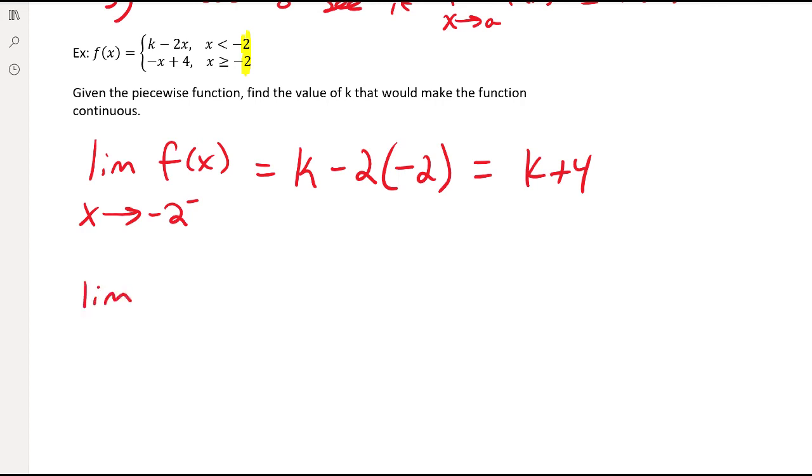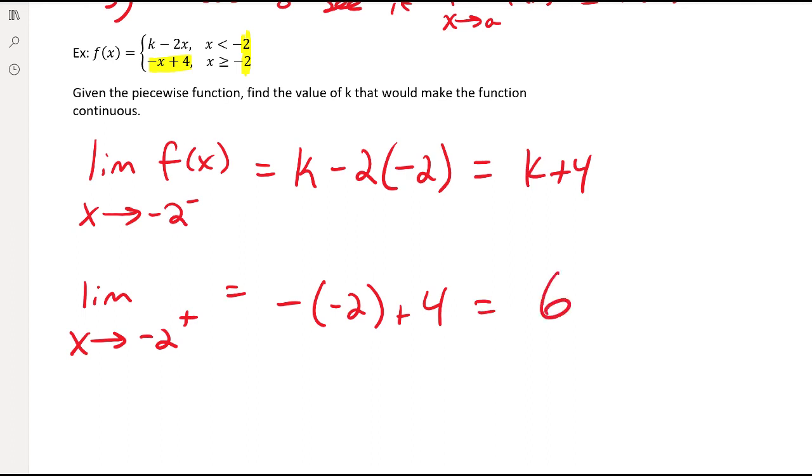Now let's do the same thing, except let's approach negative 2 from the right. Okay? And so we're going to once again plug in negative 2, but this time we're going to plug it into the bottom part of the function because we're approaching from the right. So that would be a negative 2 plus 4. Excuse me. That should be a negative of a negative 2 because we are substituting in a negative 2. So we have a negative of a negative 2 plus 4. So that'll give us a positive 2 plus 4, which gives us 6.